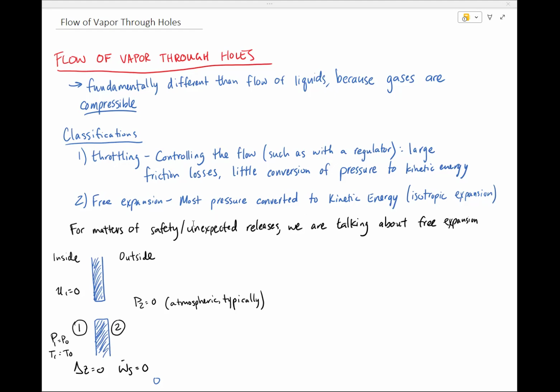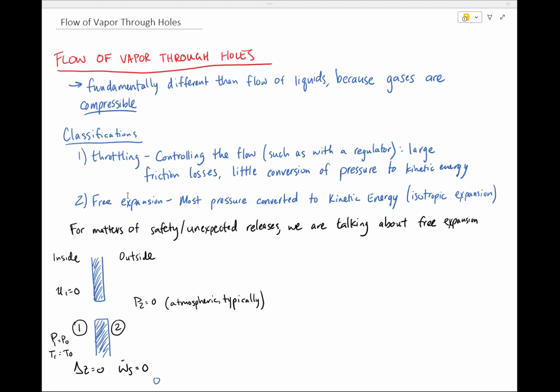So again, this is when things are unexpected, controlling the flow is probably unlikely to be the case. But you could imagine a scenario in the research lab, for example, where maybe the hose falls off of a regulator or something, and you actually are throttling while you are accidentally releasing something.